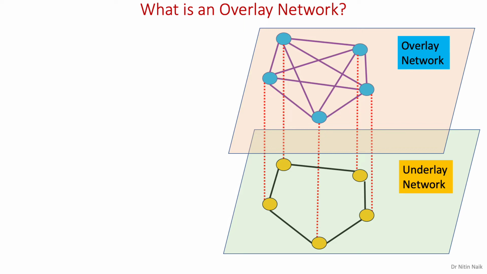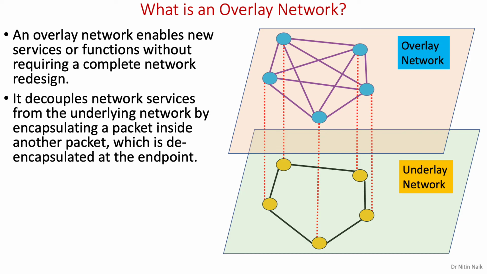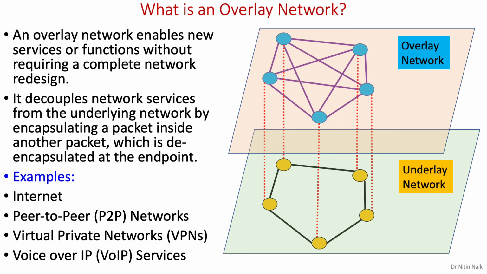Why do we build overlay networks? The aim of an overlay network is to enable new services or functions without a complete network redesign. An overlay network decouples network services from the underlying network by encapsulating one packet inside of another packet. After the encapsulated packet has been forwarded to the endpoint, it is de-encapsulated. Most popular examples of overlay networks are the Internet, peer-to-peer networks, virtual private networks, and voice over IP services like Skype.